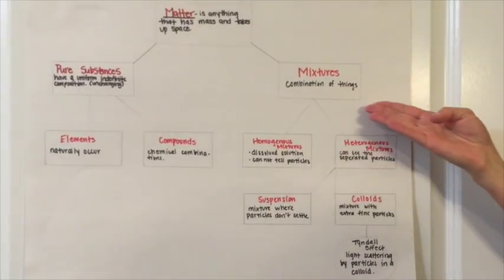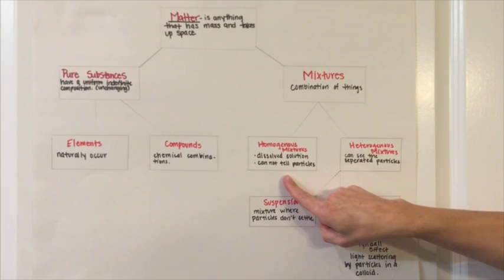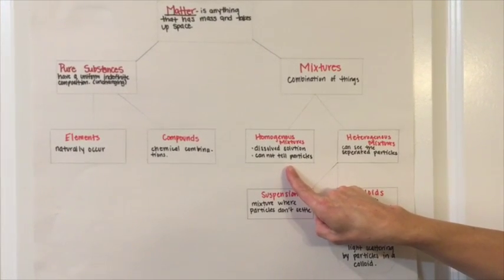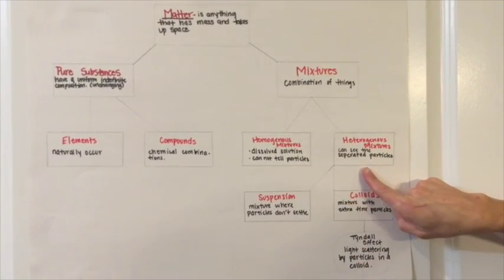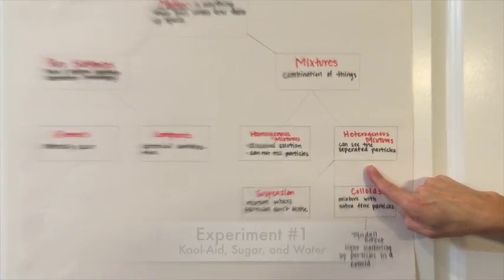Mixtures break down into two categories. Homogeneous mixtures, which make a dissolved solution where you cannot tell the particles from one another, and heterogeneous mixtures, where you can see the separated particles.